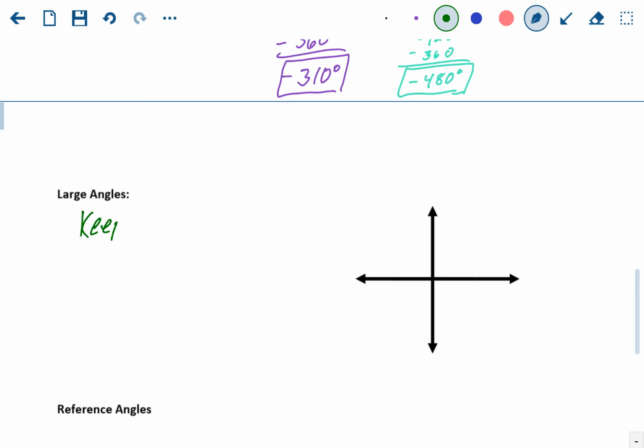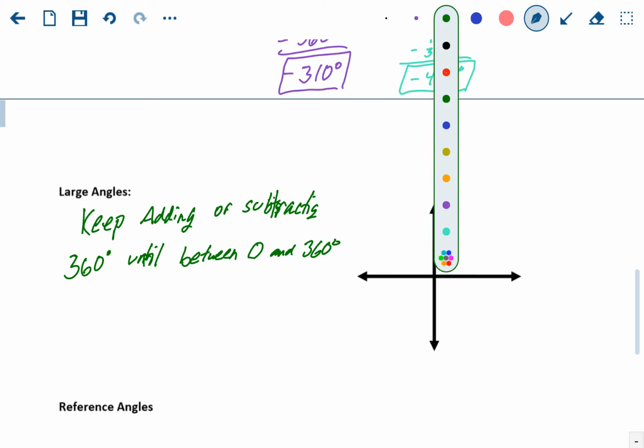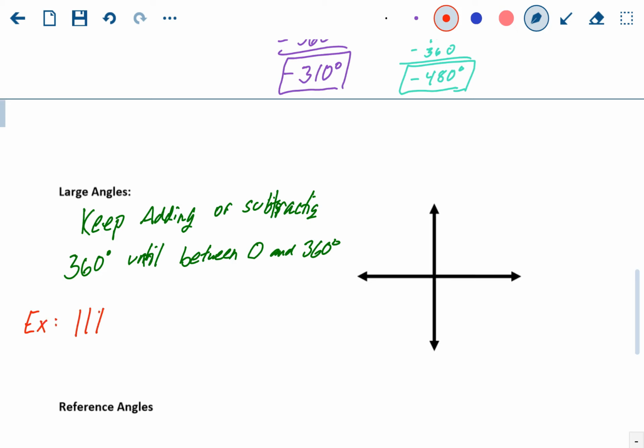All right, what happens if you have a really large angle and you don't know how to graph that? Well, you want to keep adding and subtracting 360 degrees until you get an angle between 0 and 360. Because we know we have those quadrants that are going in 90-degree chunks. So if you get your angle between 0 and 360, you're going to know what quadrant you're in. You're going to know how to graph it, or, we're just going to do rough sketches.